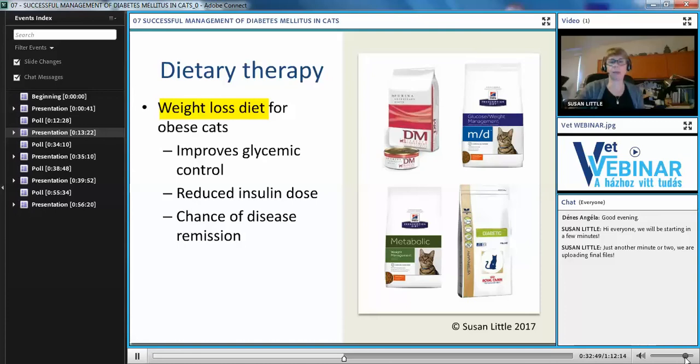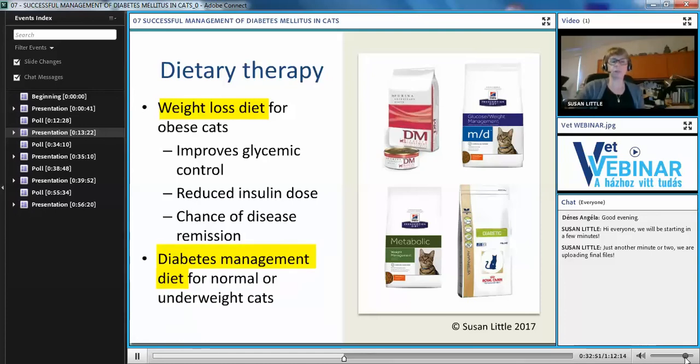Once they've lost weight, or if they already, because of the disease, lost a lot of weight, and we don't need a weight management program, we would go ahead and put those cats on a diabetes management diet. And I've just put a few examples of diabetes diets on the slide here for you. There's many different examples of both weight loss, weight management diets, and diabetes diets. And I don't think we have enough information at this point to say that one is any better than the other.